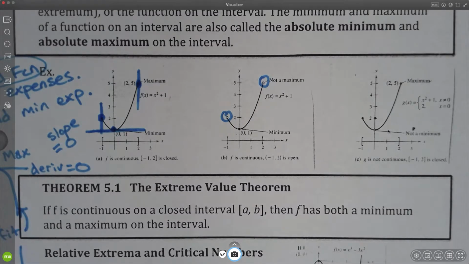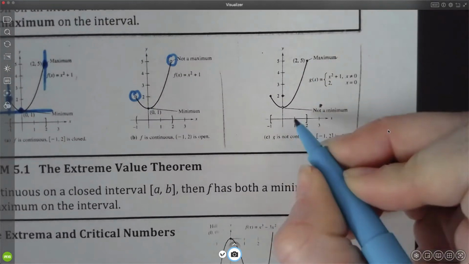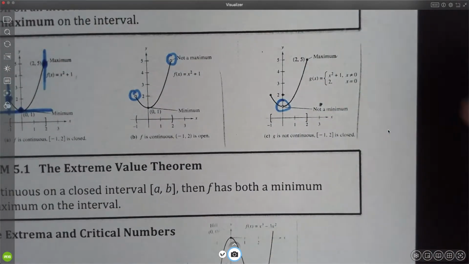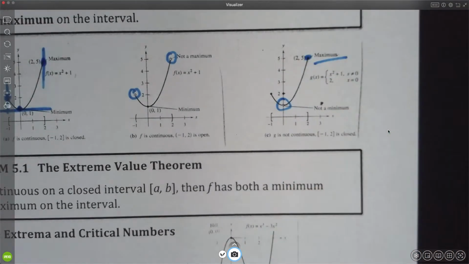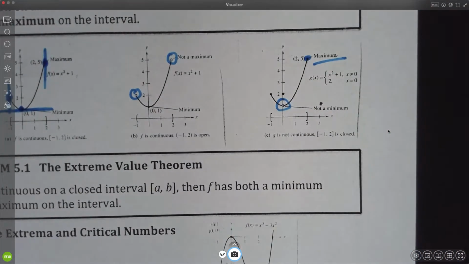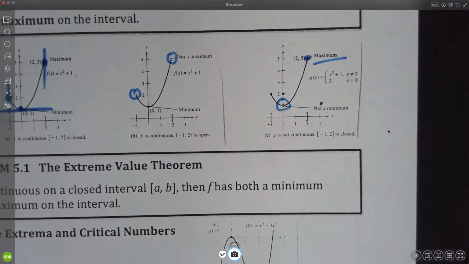Okay? Let's see, this one's not a minimum because it's an open circle, but this one is a maximum because it's a closed circle. Okay, so also take into consideration the endpoints when you're doing this, because that's where it's cut off. That's where its highest point is. Okay.